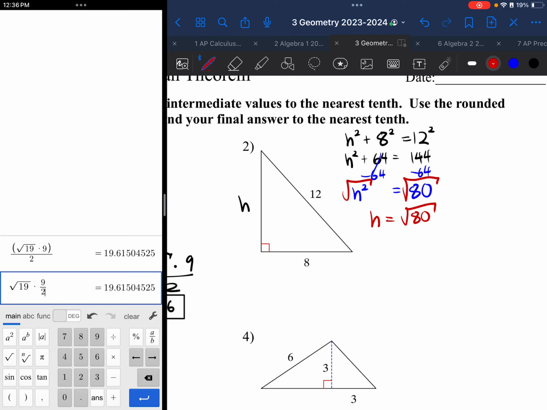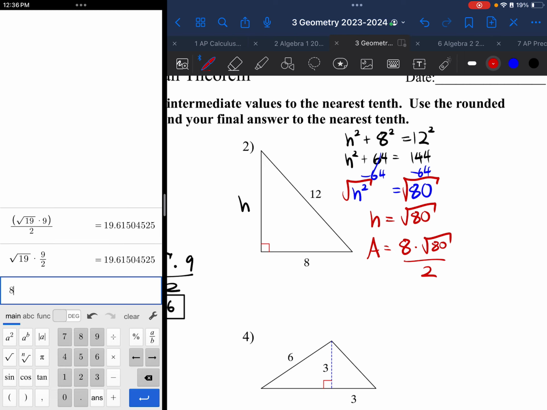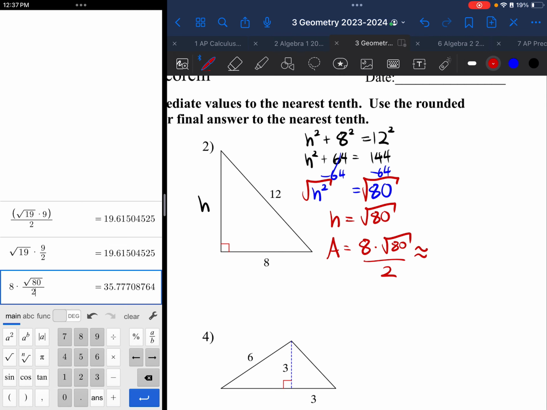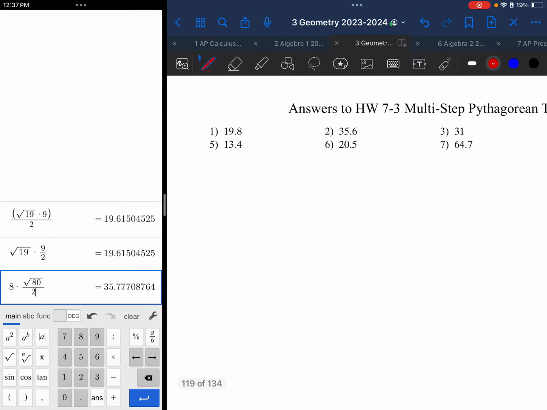Again, we're using the fact that area is equal to base times height, divided by 2. So I'm going to say base times height divided by 2. And I'm going to punch that into the calculator. I'm going to say 8 times the square root of 80, and then all that divided by 2. Again, it doesn't matter the order in which I do that. And I get, this is approximately, I'm going to round at the same time, 35.8 because the 7 is going to be rounded to an 8. And as long as I'm in the ballpark, I'm good. 35.8, 35.6, I was in the ballpark.